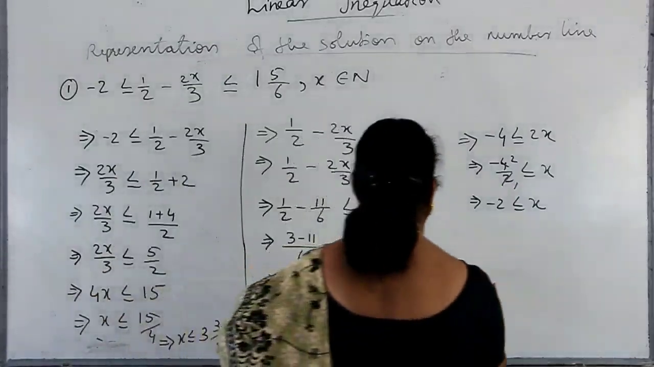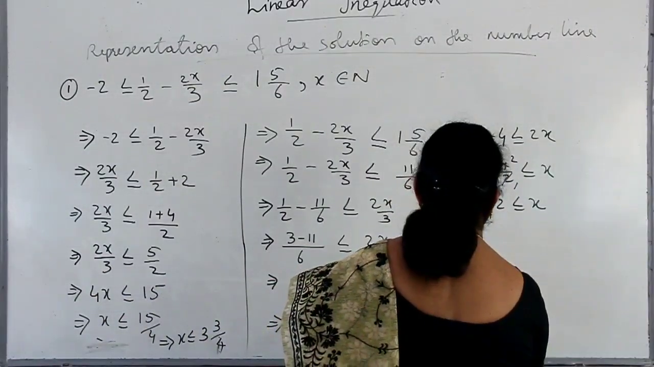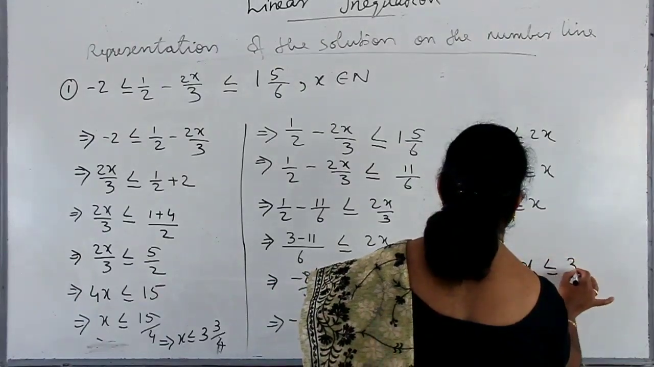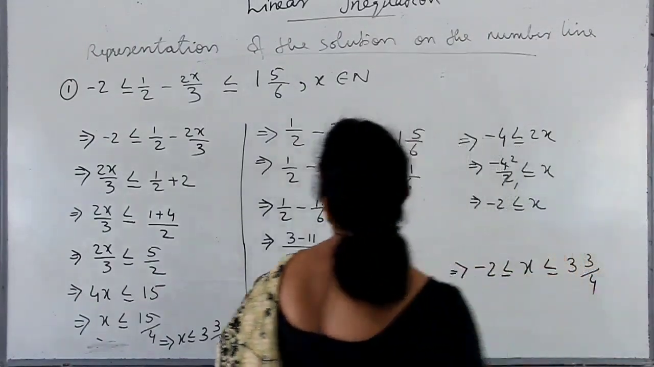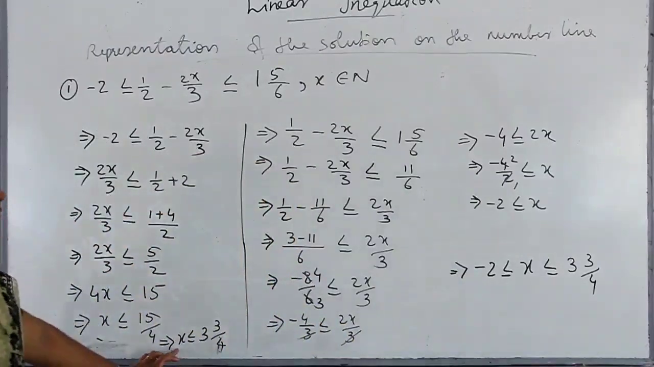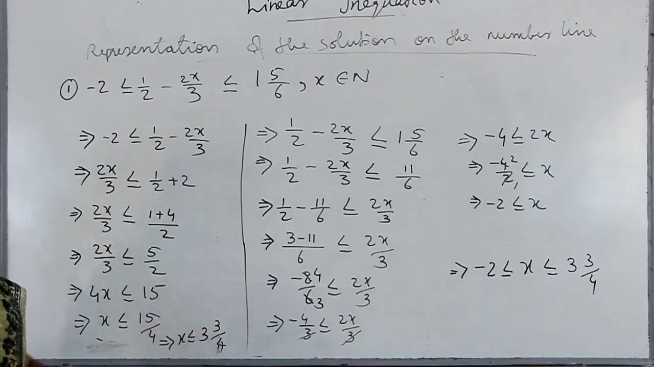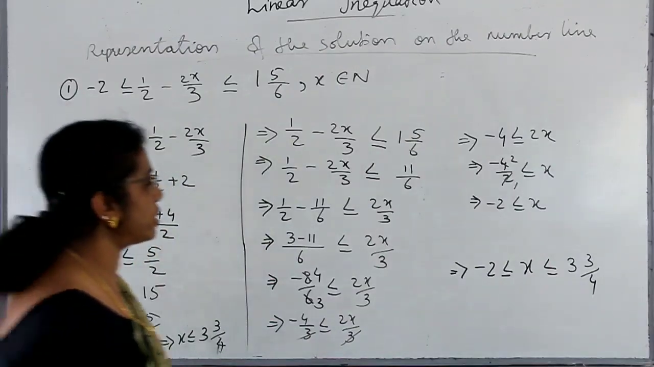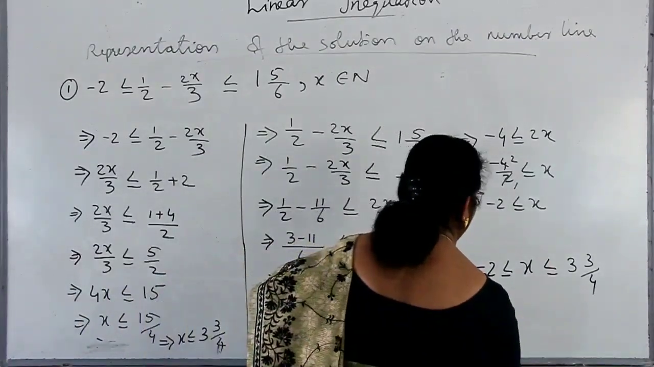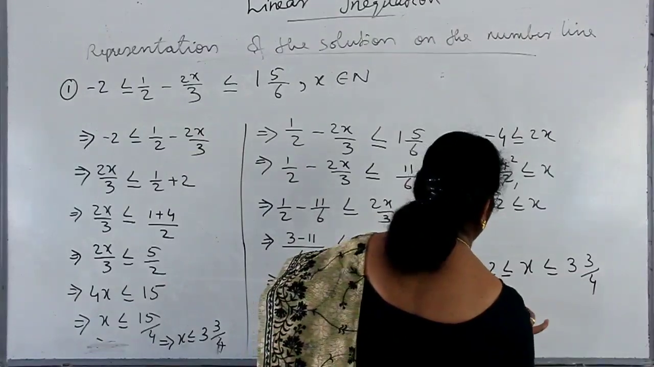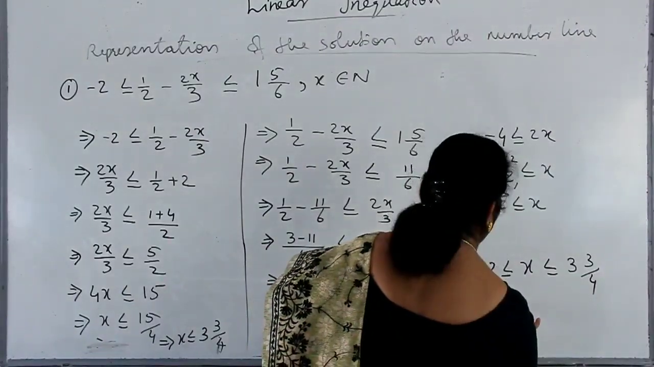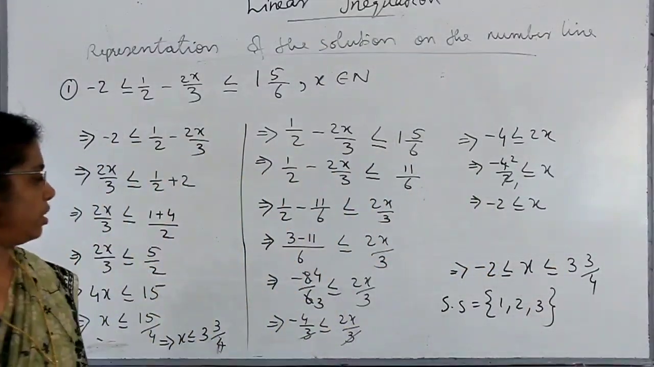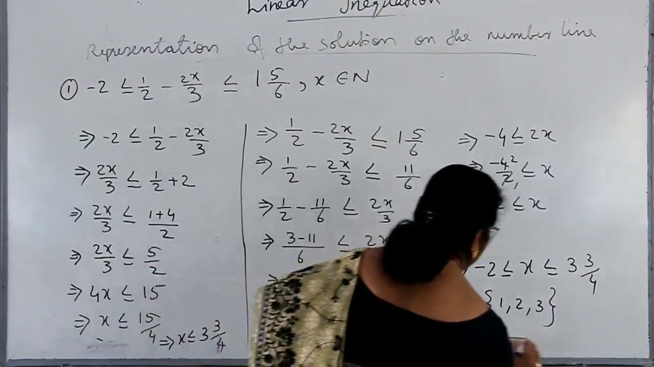So here we can write minus 2 less than or equal to x less than or equal to 3 and 3/4. And x belongs to natural number. What is the solution set? The solution set equal to, natural numbers begin from 1. So 1, 2, 3. This is the solution set. So this solution set we can mark on a number line.